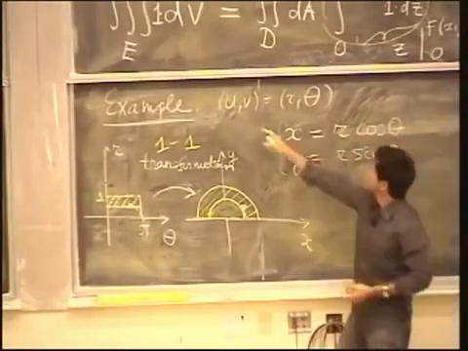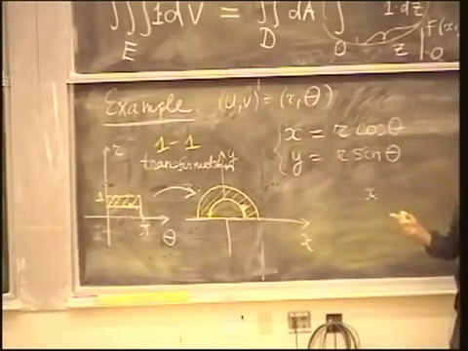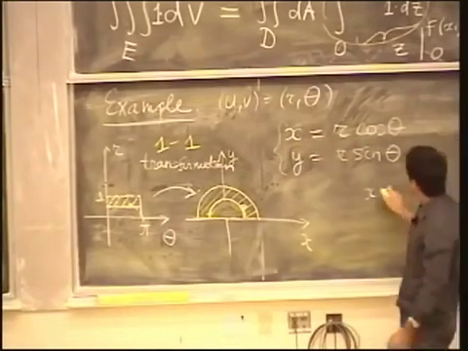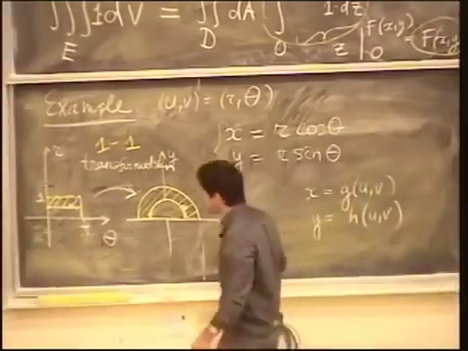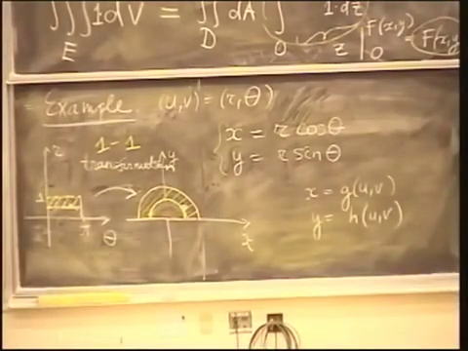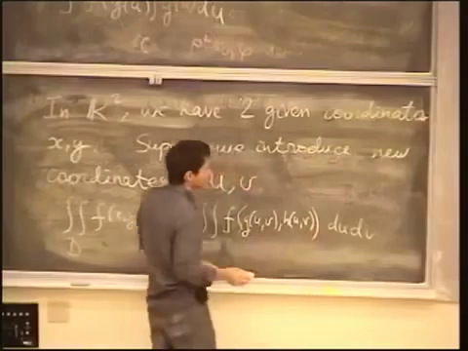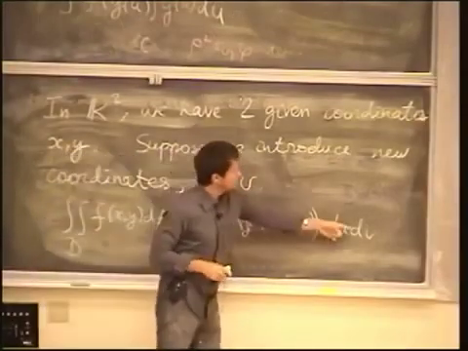But in general, if I have a coordinate system uv, not necessarily polar, but more complicated, I'll give you an example in a minute of another change of variables like this. Let's say x will be some g of uv, and y will be some h of uv. So the first step would be to just substitute g of uv and h of uv instead of x and y, right? And then just write du dv.